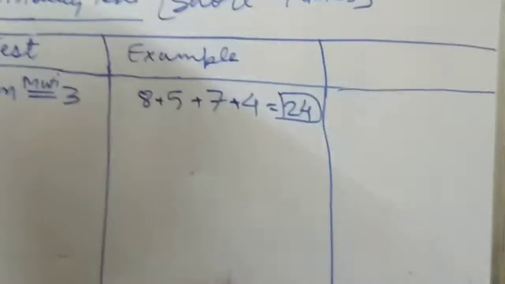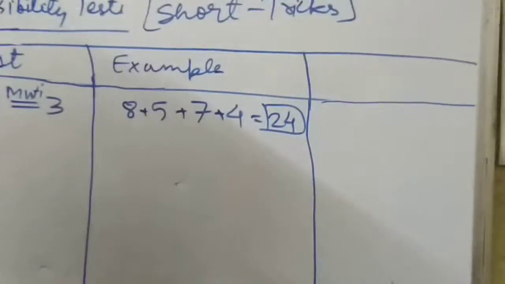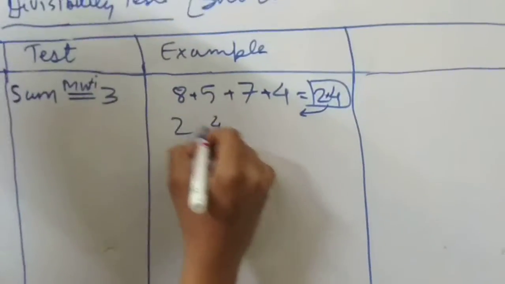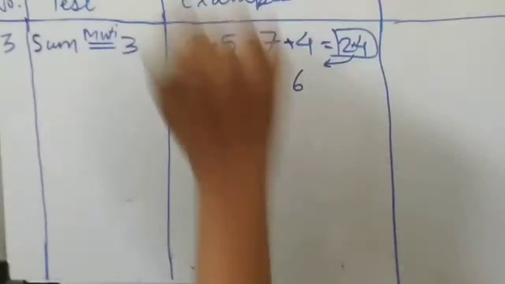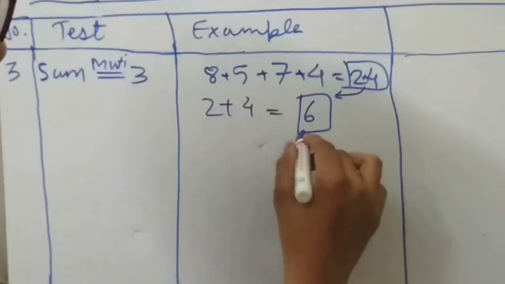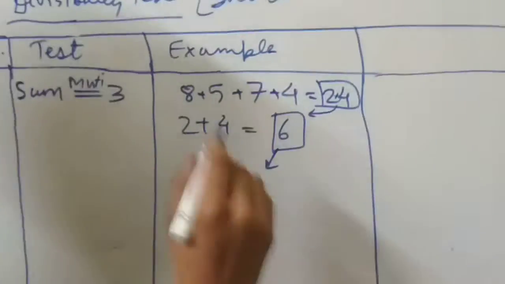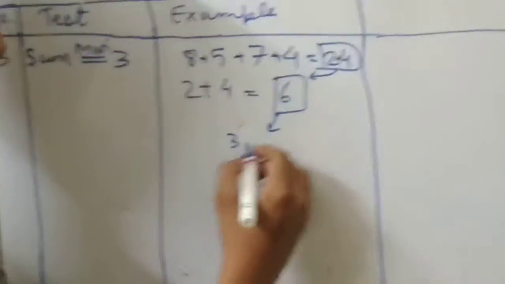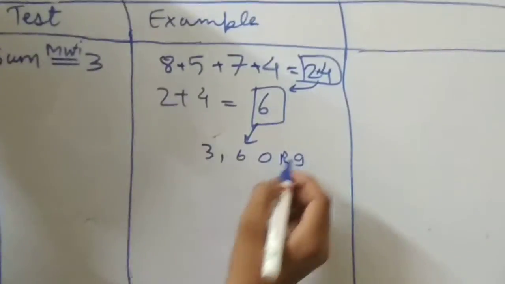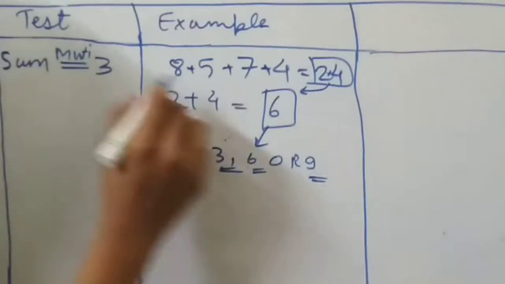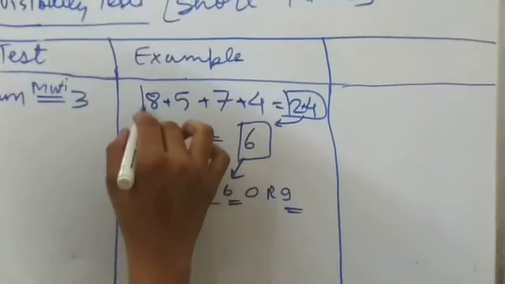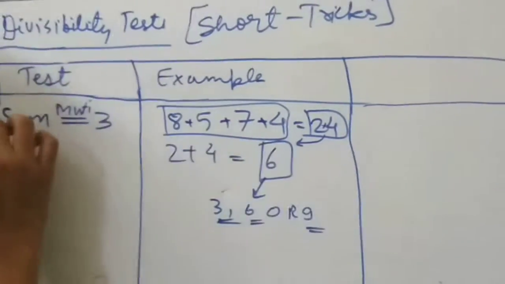Now 24. For your ease, you can even add these two digits, 2 and 4, again. It is 6. That means you have to continue this process till one digit is achieved. If your one digit is 3, 6, or 9, this means that the whole number, the first number which you have taken, is divisible by 3.